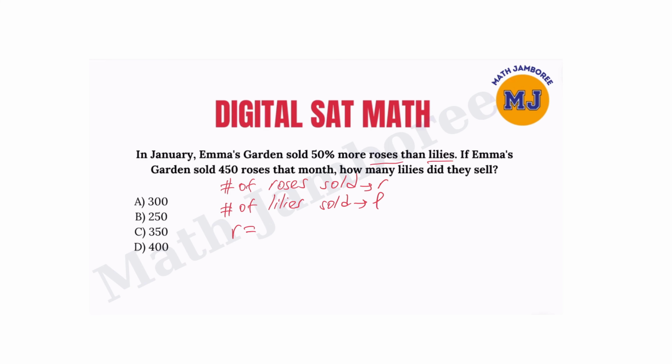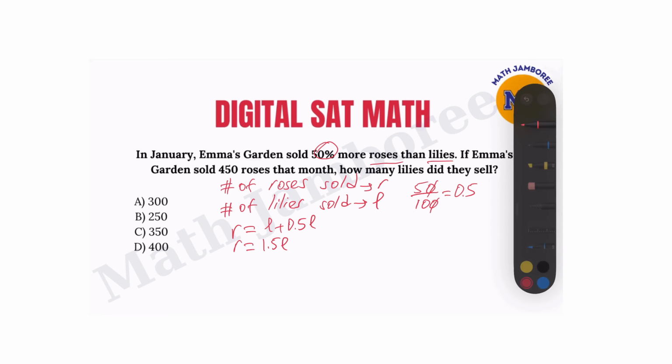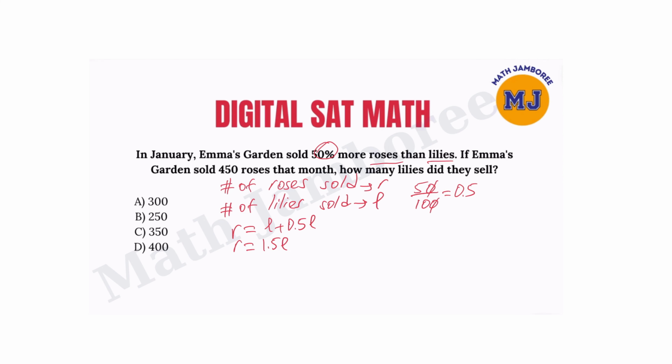So then R will be equal to L plus 50% more than the lilies. 50% means 50 over 100, and if you simplify this, it gives you 0.5. So R equals L plus 0.5 L. Technically, R is equal to 1.5 L. For the rest of the problem, I like to use a different color of pen. So 450 roses is already given. 450 roses is equal to 1.5 L.